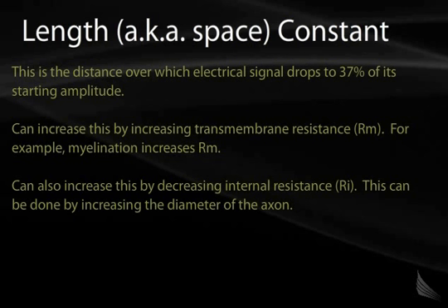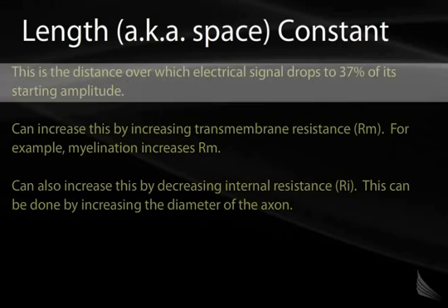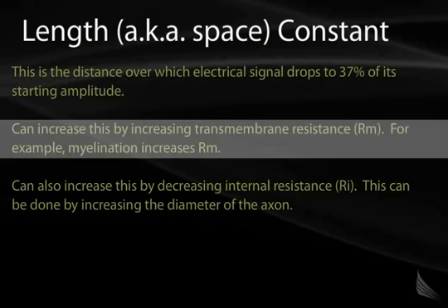Again, to review, the space constant is just the distance over which the electrical signal drops to 37% of its starting amplitude, and we can increase this value in one of two ways. One is we could increase the transmembrane resistance, R sub m. That is, we can make it harder to lose charge across the axon's membrane, and one way we can do that is via myelination. And as we'll discuss, myelin is a substance that has very little conductivity, and therefore it can increase the insulation across the axon.